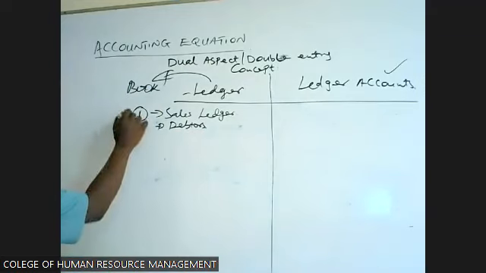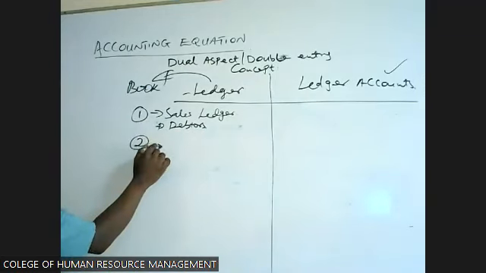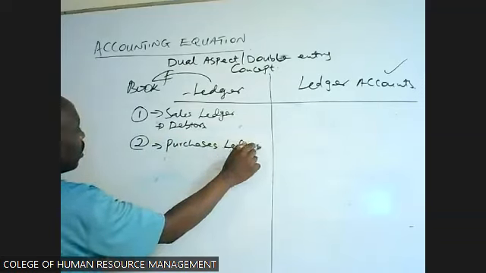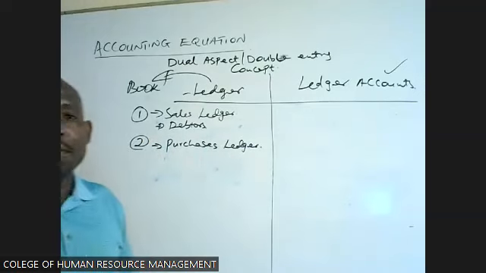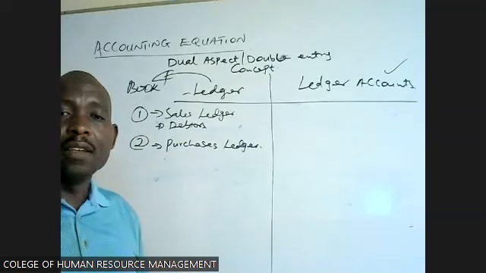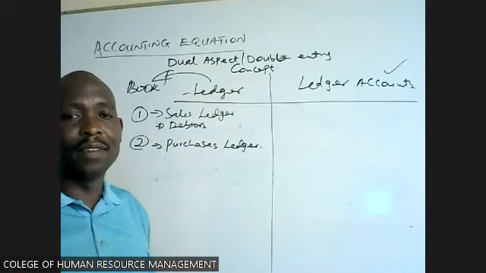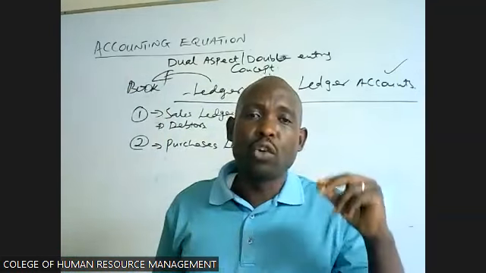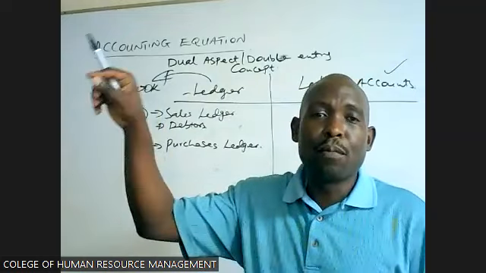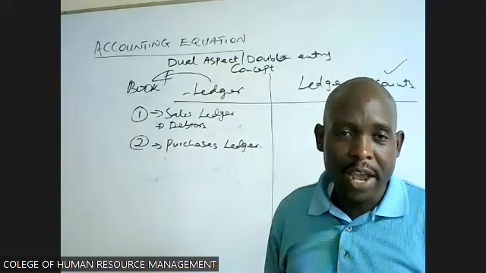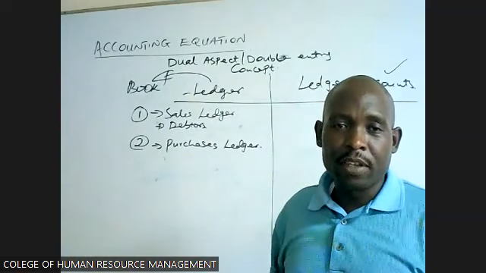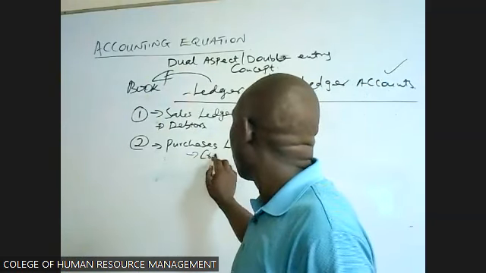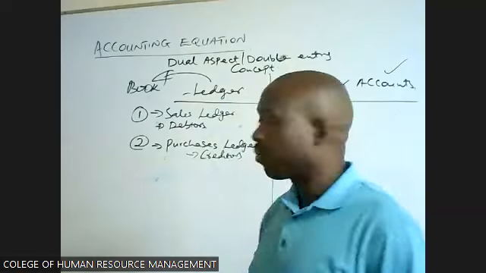Then number two is what we call the purchases ledger. By purchases ledger, we mean a book that records transactions relating to credit purchases. When you buy goods on credit, that supplier from whom you have bought goods on credit becomes your creditor. You buy stock from ABC, then ABC is your creditor. You are going to have it here. So it has the accounts for the creditors only.